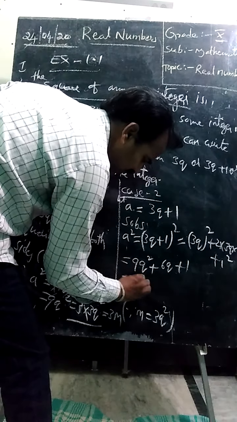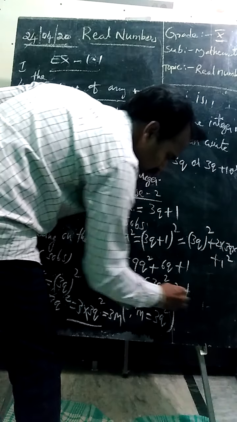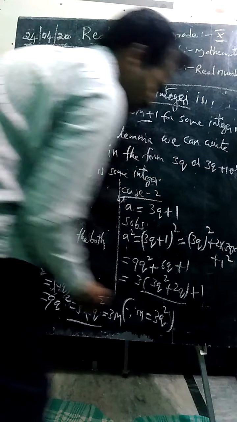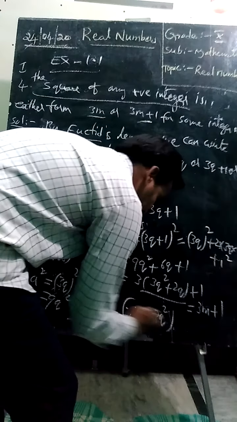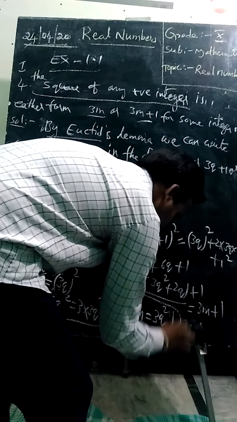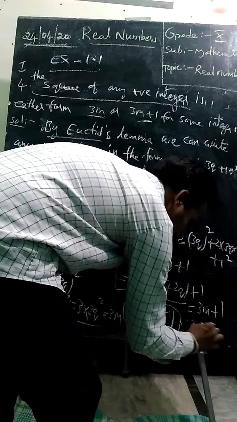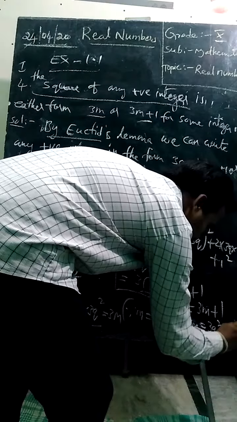Let us factorize 3 here, students. We can write 3 into 3q square plus 2q, plus 1. Let us take this one as m. So 3m plus 1, where m is equal to 3q square plus 2q.